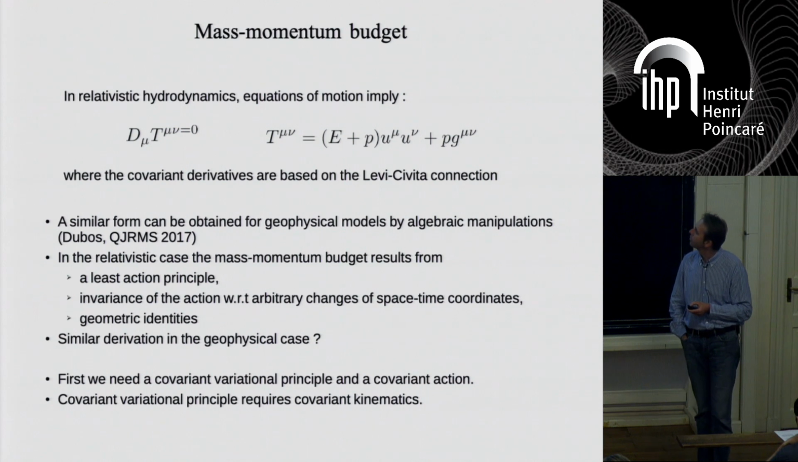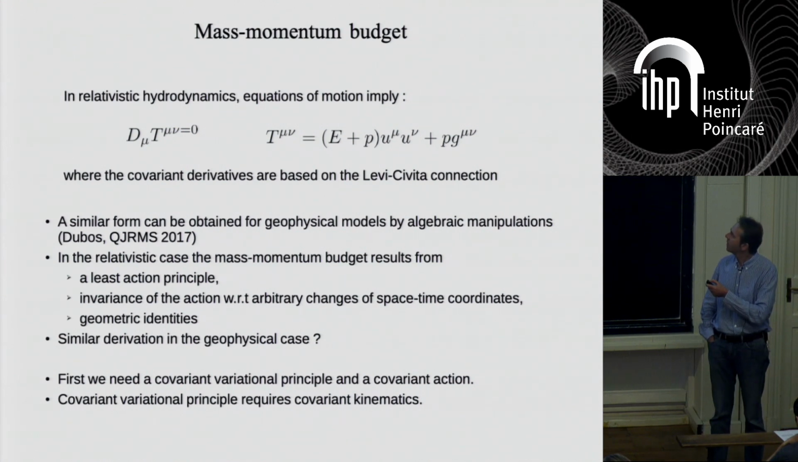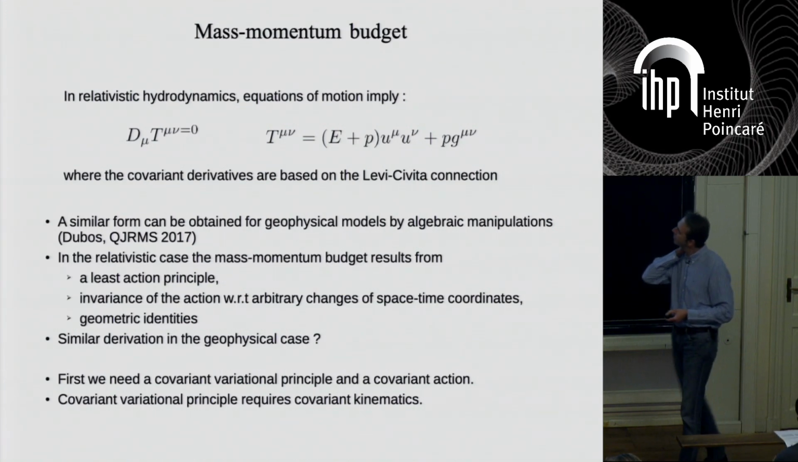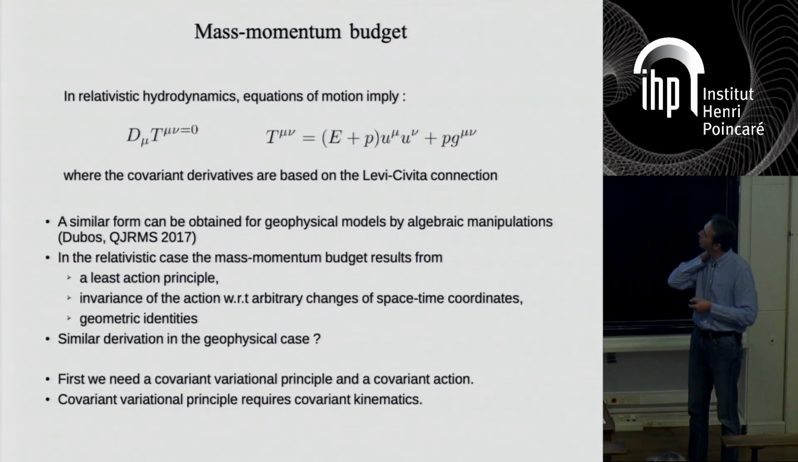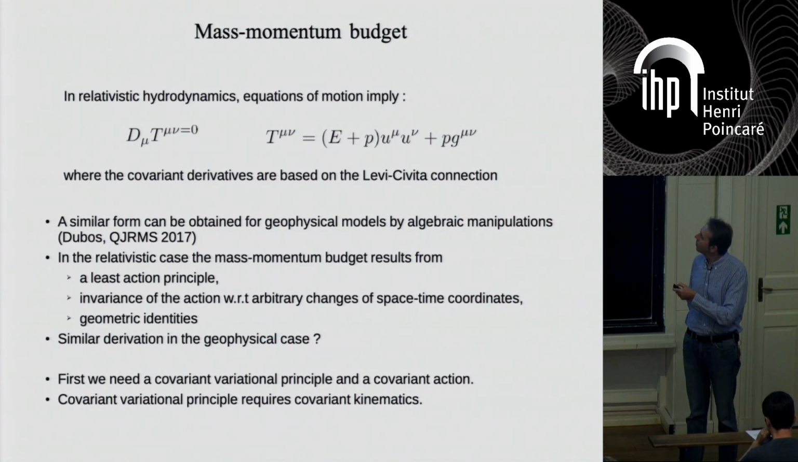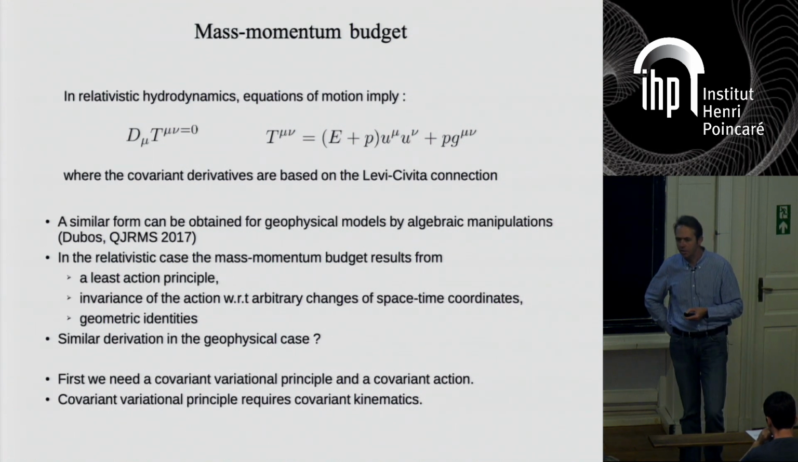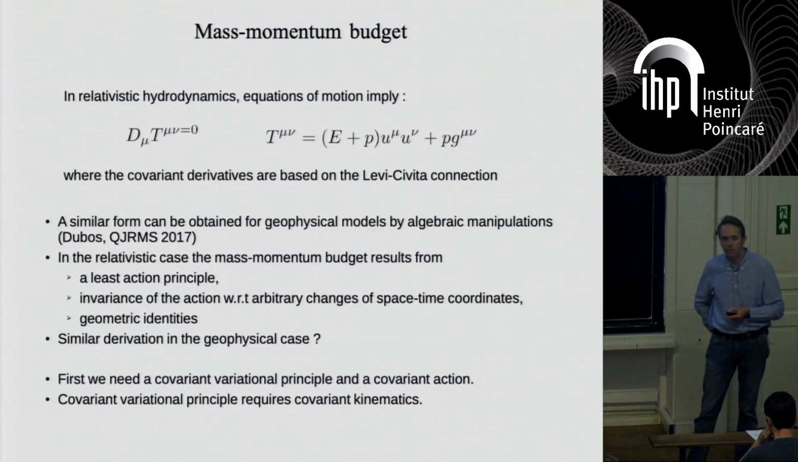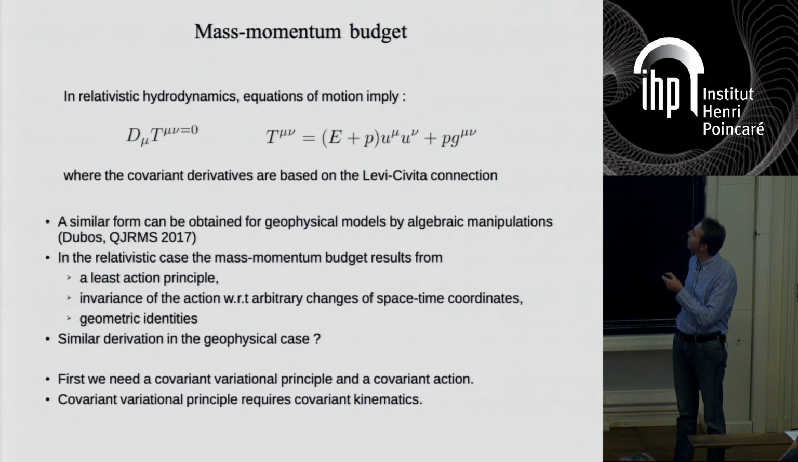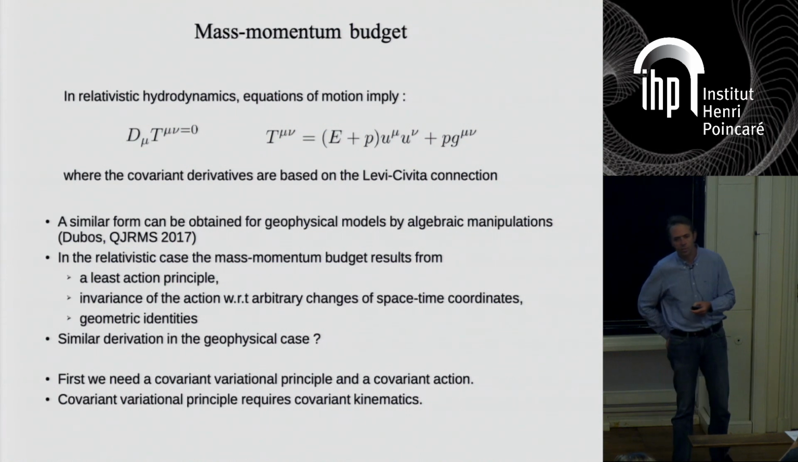Okay, so for fluids, in the relativistic case, you can derive an equation of motion which states that the covariant divergence of the energy momentum tensor is 0. That's a very fundamental identity. And in fact, you can do algebraic manipulations and do the same for the geophysical models. So this is also true with a different expression for this tensor for geophysical models.